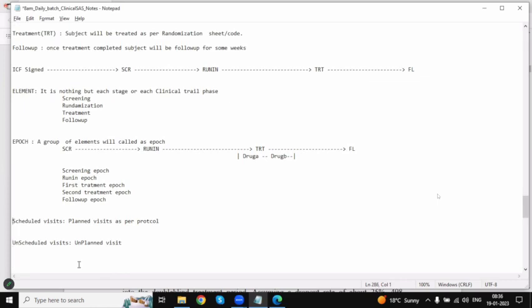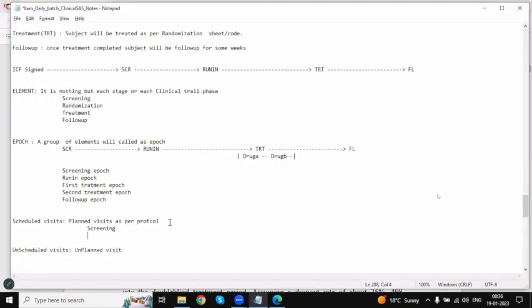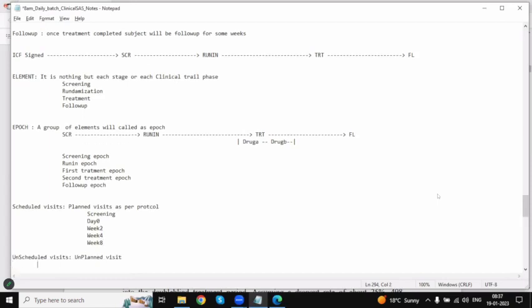Okay. So scheduled visits, planned visits: screening visit. You can say screening or randomization, or next is week 2, week 4. So day 0 they are mentioning. Day minus 10 means 10 days before the randomization will be the screening visit, the first visit. Next day 0, or week 1, week 2, week 4, week 8. This is going to be scheduled.